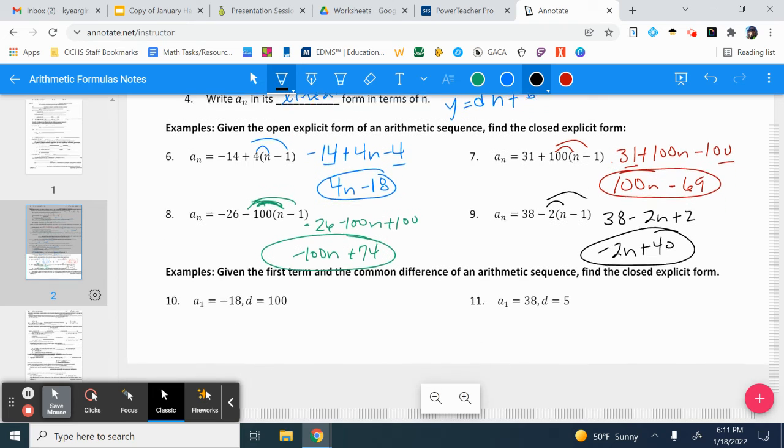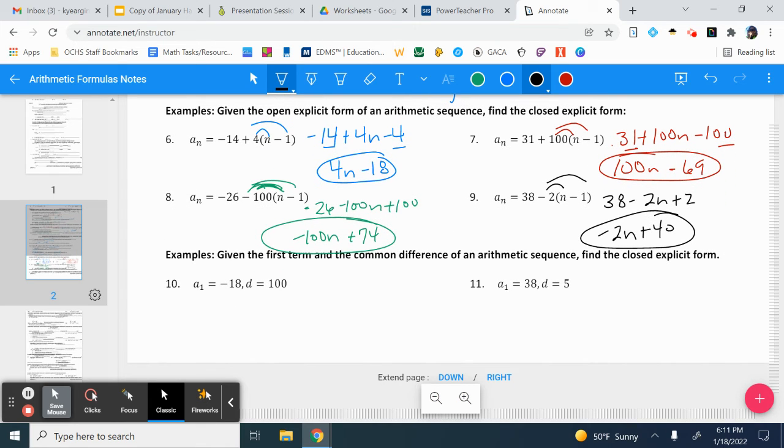As I move through, now they want me to practice even more. We've been doing this. Given our common difference and the first term, create a closed explicit form. So remember, you want to start in the open explicit. My first term is negative 18. I add my common difference of 100 times n minus 1. Then I just distribute and simplify. So negative 18 plus 100n minus 100. That'll give me 100n minus 118.